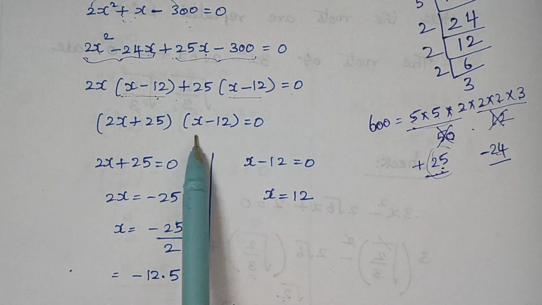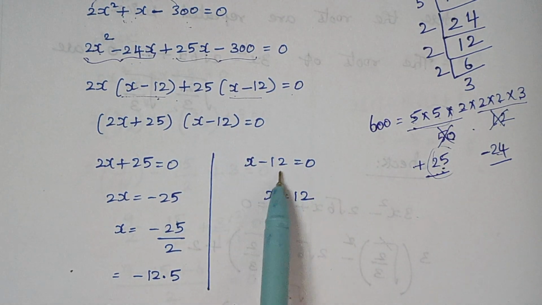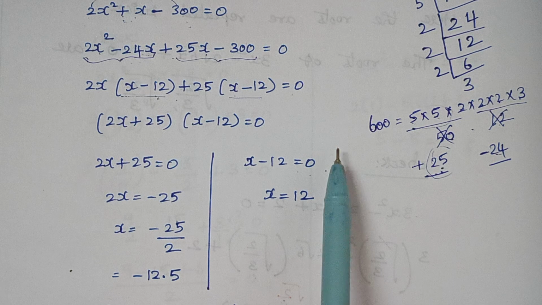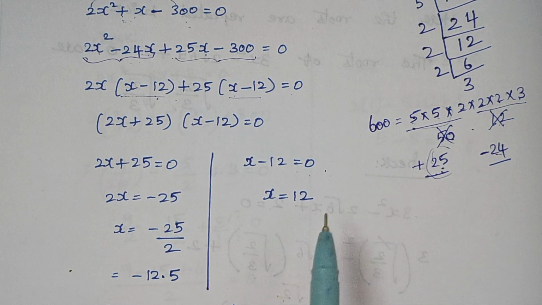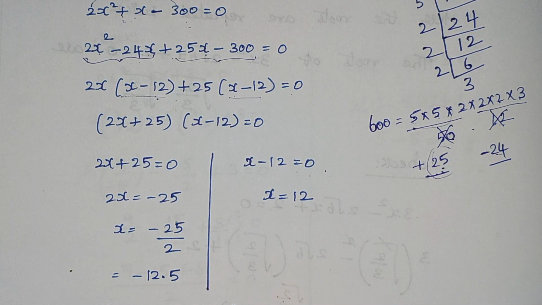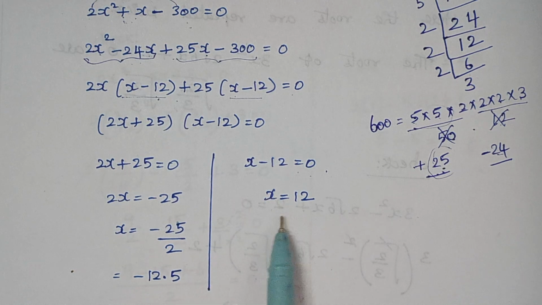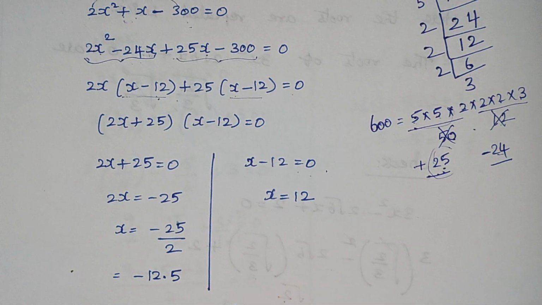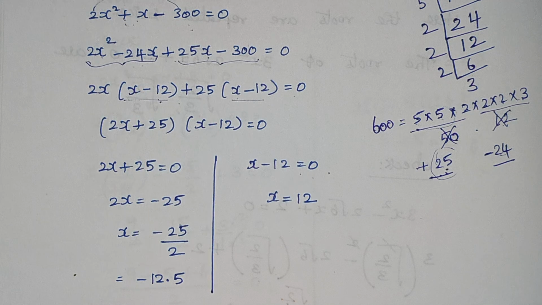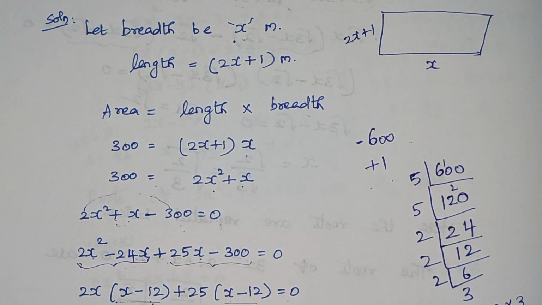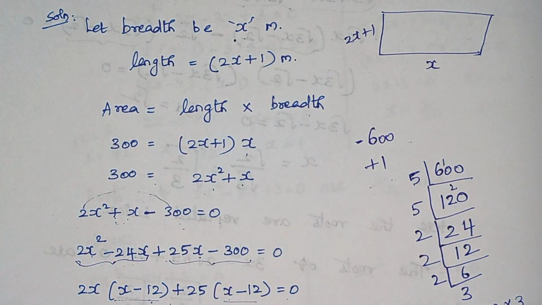Now, the next thing is x minus 12. So, x minus 12 is equal to 0. Therefore, here x is equal to 12. So, here we got two answers: x equal to minus 12.5 and x equal to 12. So, what is x here? x is nothing but breadth. Okay, it is the breadth of the hall.